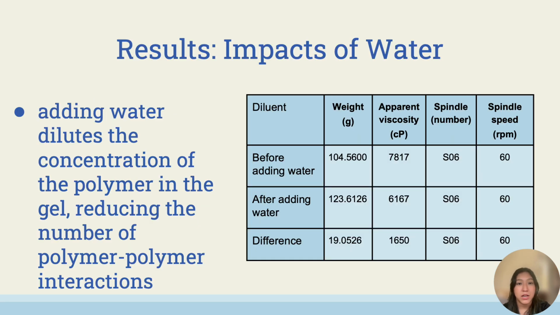With the impact of water, the apparent viscosity of Carbomer 940 gel was 7,817 centipoise. After the addition of water, the viscosity decreased to 6,167 centipoise. This decrease in viscosity occurs because adding water dilutes the concentration of polymer in the gel, reducing the number of polymer interactions. Although the water allows some degree of polymer expansion, too much water reduces the gel's ability to maintain its structure, resulting in a lower viscosity.